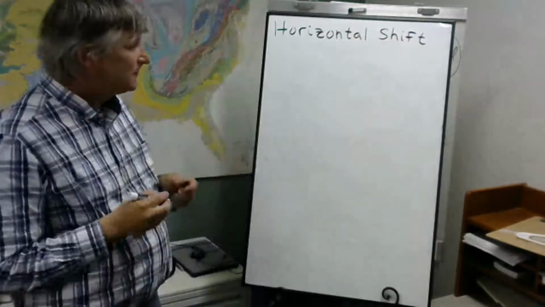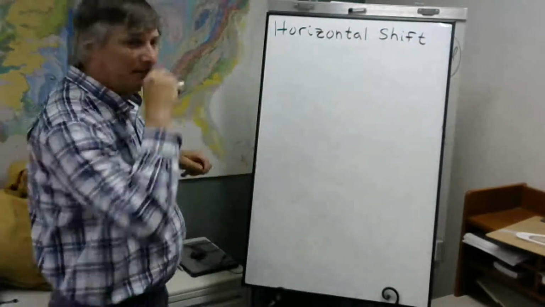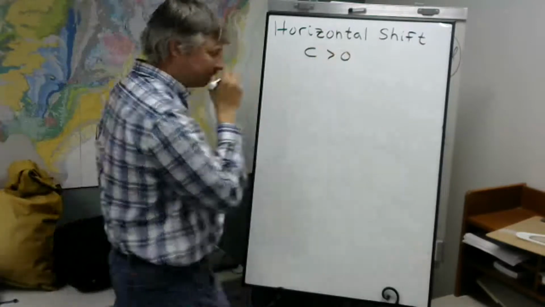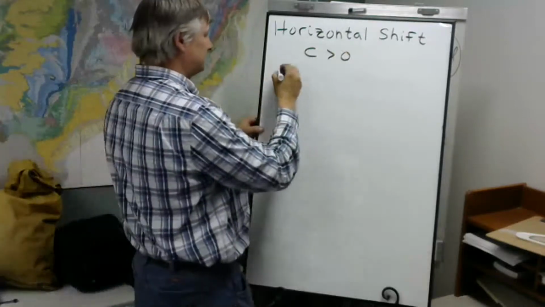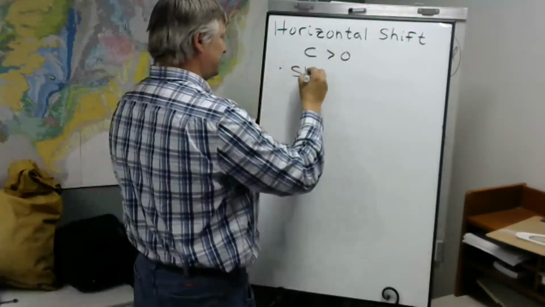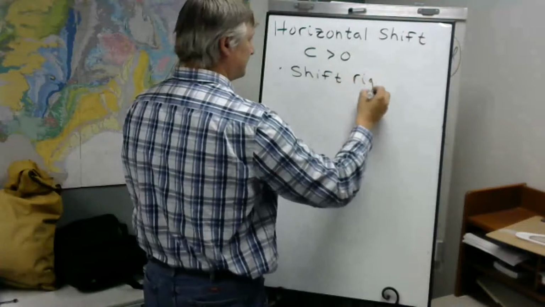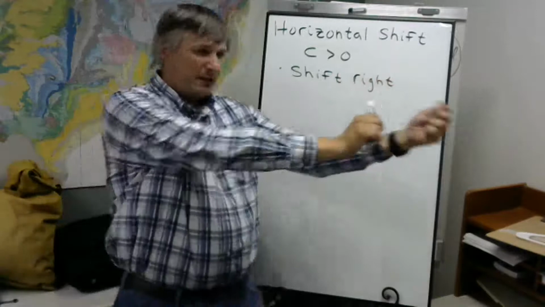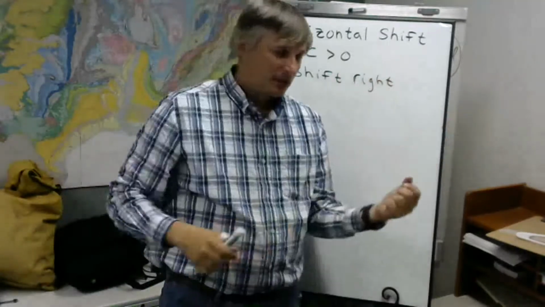So horizontal shift. Now this one's a little peculiar, but again, we'll start with a c greater than 0. And it works like this. Shift right. So we're just taking our function and we're sliding it rightward along the positive x direction.